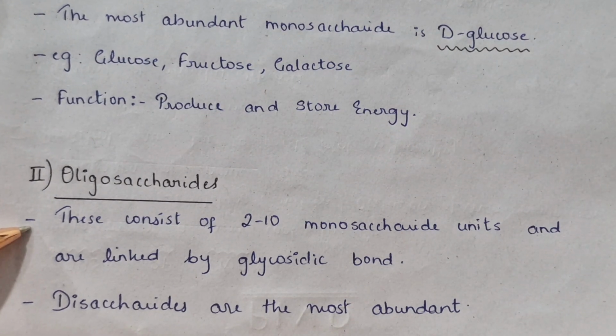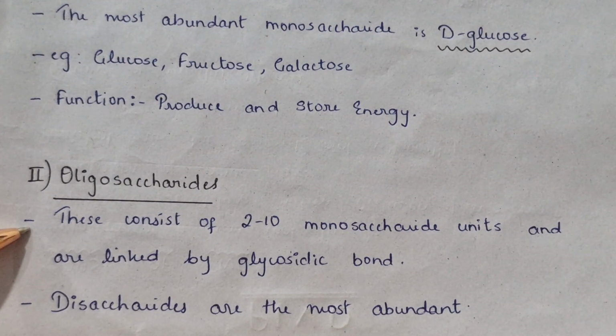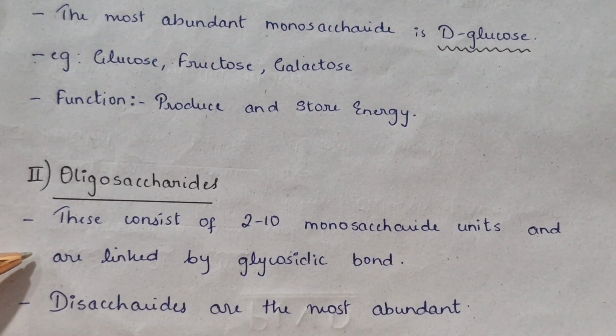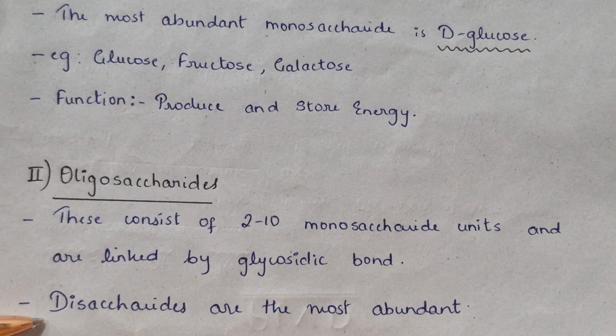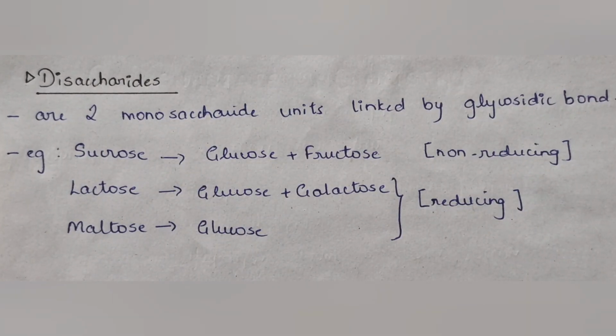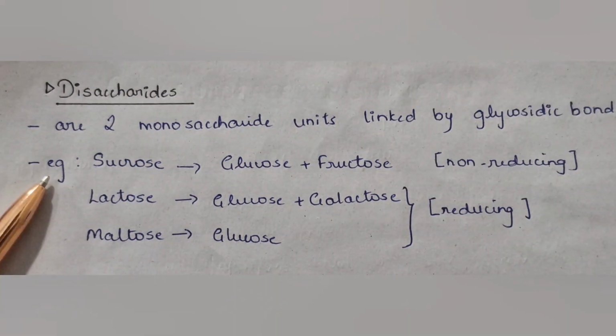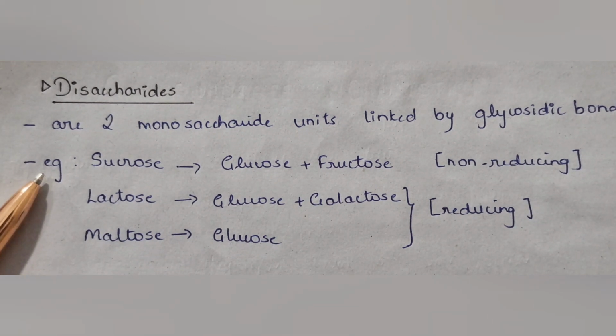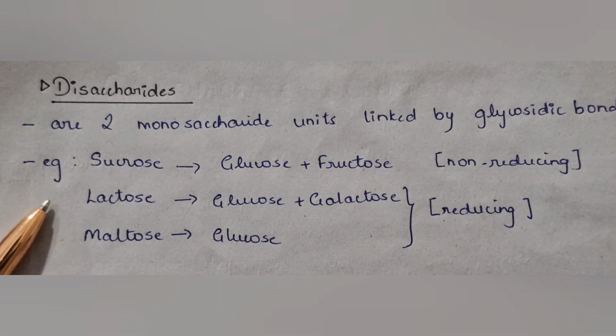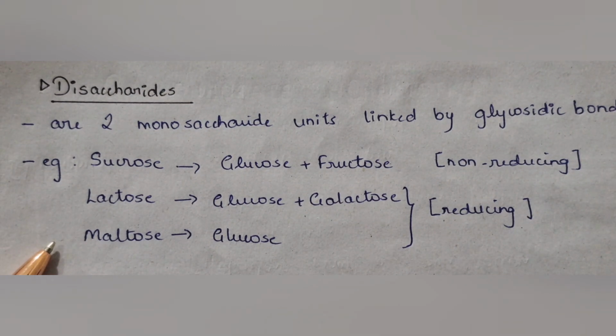The second one is oligosaccharides. These consist of 2 to 10 monosaccharide units and are linked by glycosidic bond. Disaccharides are the most abundant. Disaccharides are 2 monosaccharide units linked by glycosidic bond. Sucrose is formed by glucose and fructose, lactose from glucose and galactose, and maltose from glucose and glucose.